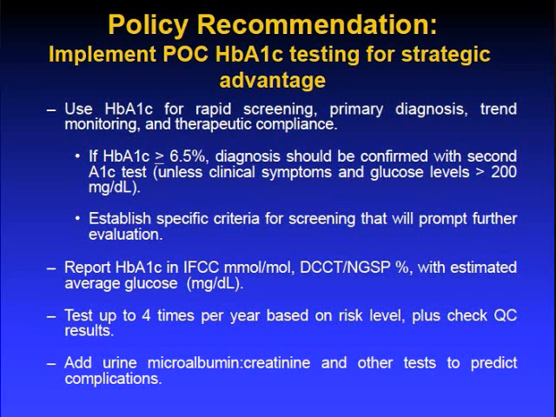Establish specific criteria for screening that will prompt further evaluation. Report the A1c values in IFCC in millimoles per mole, in DCCT or NGSP in percentage, with the estimated average glucose in milligrams per deciliter. Test up to 4 times per year based on risk level, plus check quality control results. Add urine microalbumin, creatinine, and other tests to predict complications.